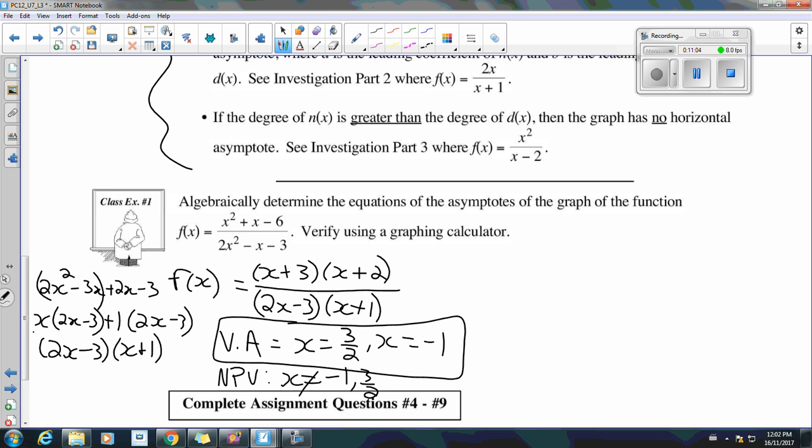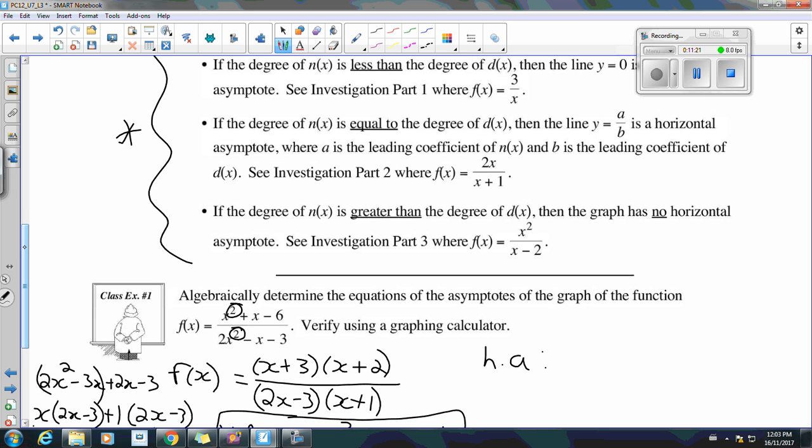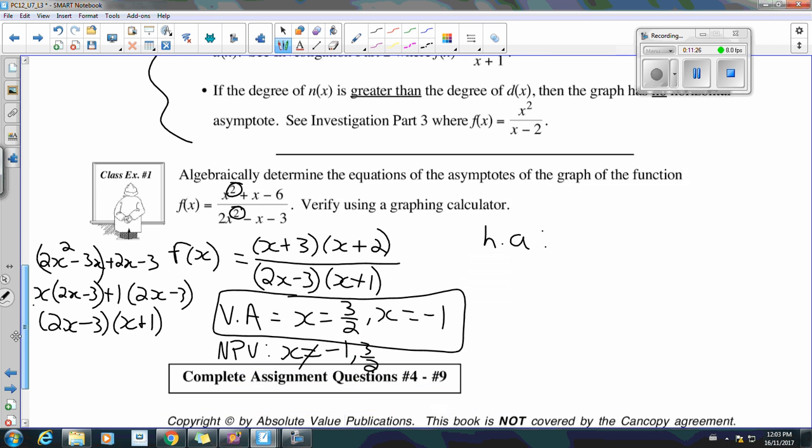What about the horizontal asymptote? For our horizontal asymptotes, we need to compare the degree of the top and the bottom. The degree of the numerator here is 2 because it's x squared. Same for the degree of the denominator. So their degrees are equal. If we go back up to our rules, it tells us if the degrees are equal, we divide the leading coefficients. The leading coefficient of the numerator was 1. The leading coefficient of the denominator is 2. So therefore our equation is y = 1/2.